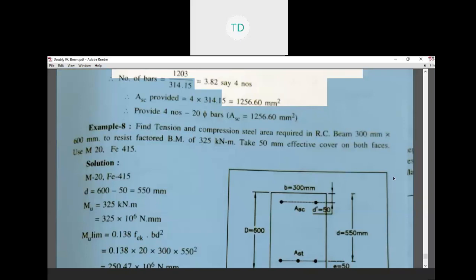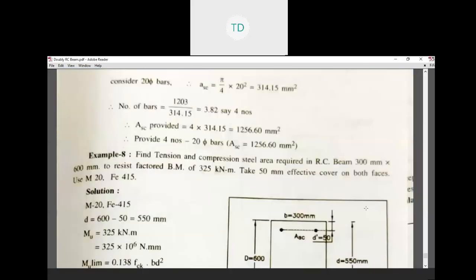In the previous lecture, we solved some examples of analysis and design of doubly reinforced section steel beams. From that study and analysis, I am going to give you a task regarding the analysis and design.